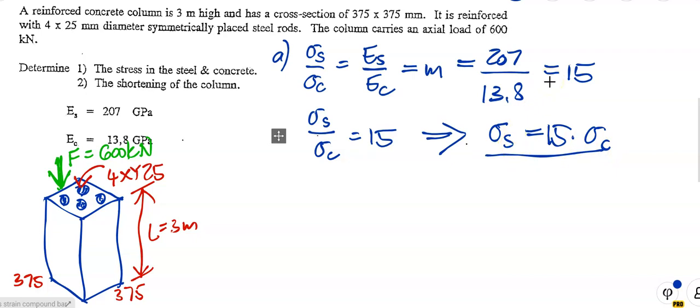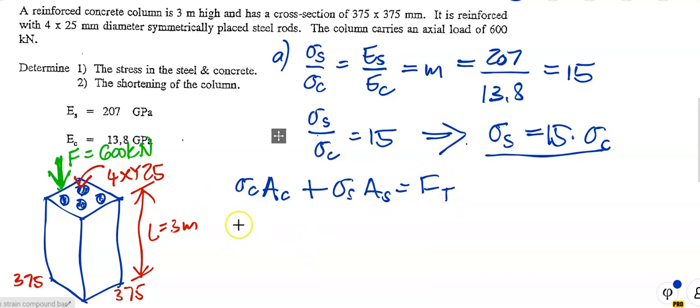Right, so I'm now going to state my other equation, and it looks like such. It will be the stress in concrete multiplied by the area of concrete, plus my stress in steel multiplied by the area of steel, is equal to the total load given there.